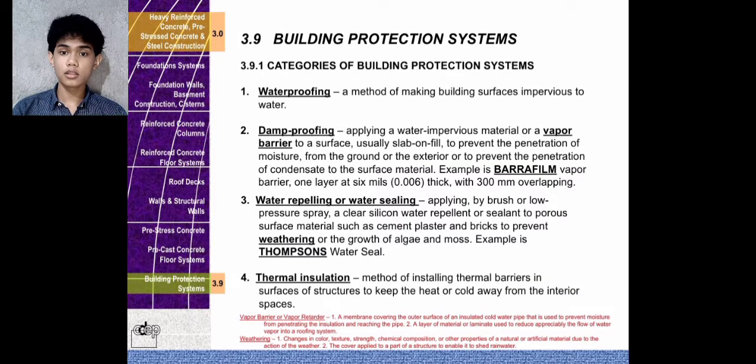The next one will be the building protection systems. These are categories of building protection systems. Number 1 is waterproofing. It's just very self-explanatory. A method of making a building's surface impervious to water.